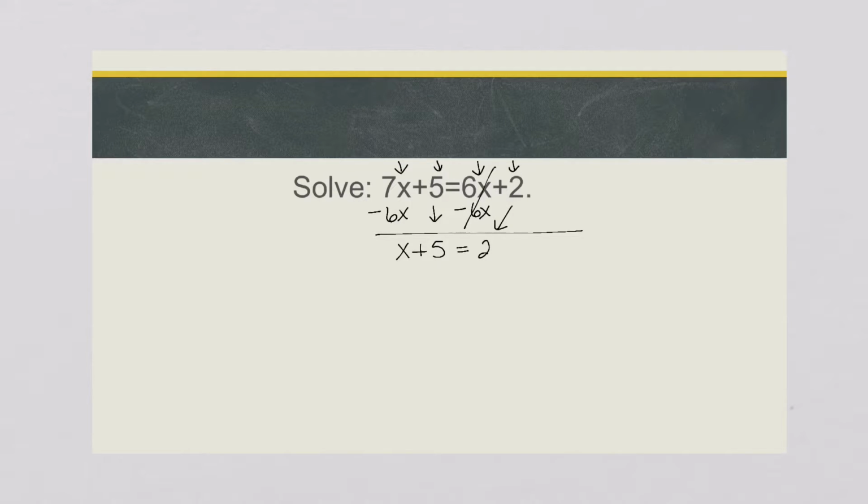Now this looks like something we've dealt with before. We can solve this equation pretty easy. So now let's subtract 5. So x is equal to 2 minus 5 is negative 3.